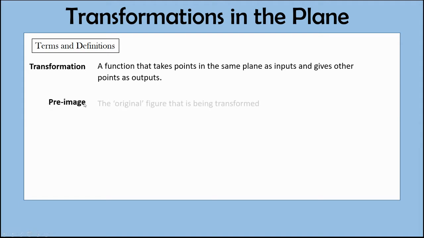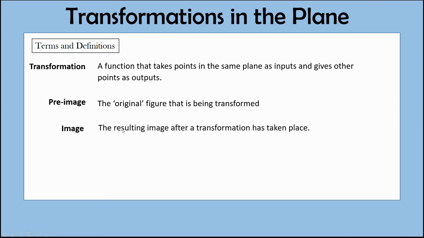Okay, the pre-image is the original figure that they give us. So the original figure that we're being asked to perform this transformation on is called the pre-image. The image is the resulting image that we get after we perform the transformation, the reflection, rotation, or translation. And then these are called rigid transformations, or isometries.